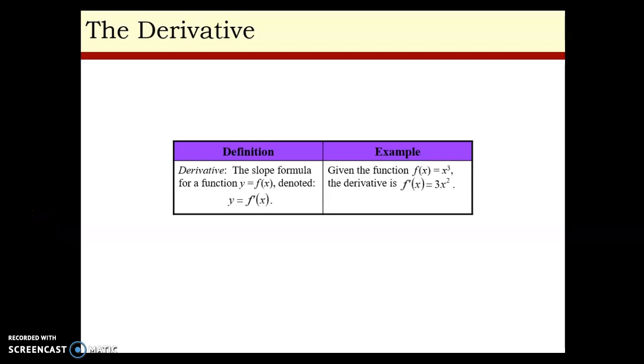Hi class, now let's look at the derivative. The derivative is the slope formula for a function y equals f of x, denoted as right here. So given the function f of x equals x to the third power, the derivative is f prime of x equals 3x squared.